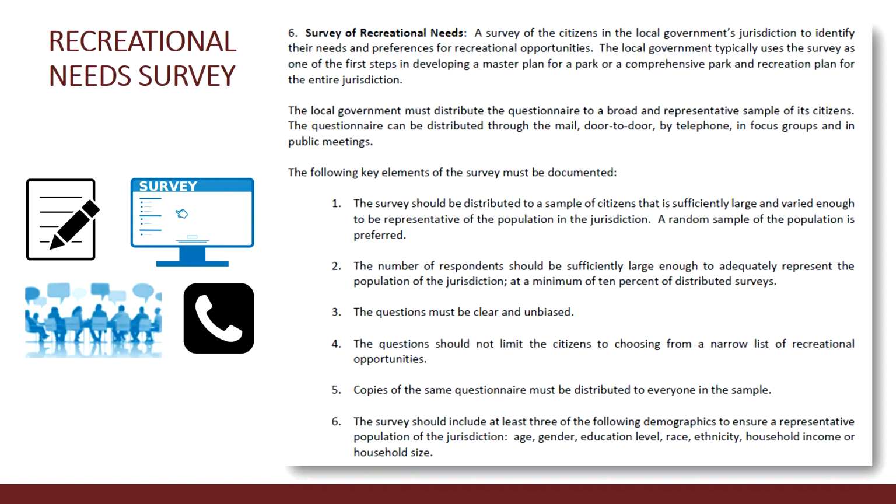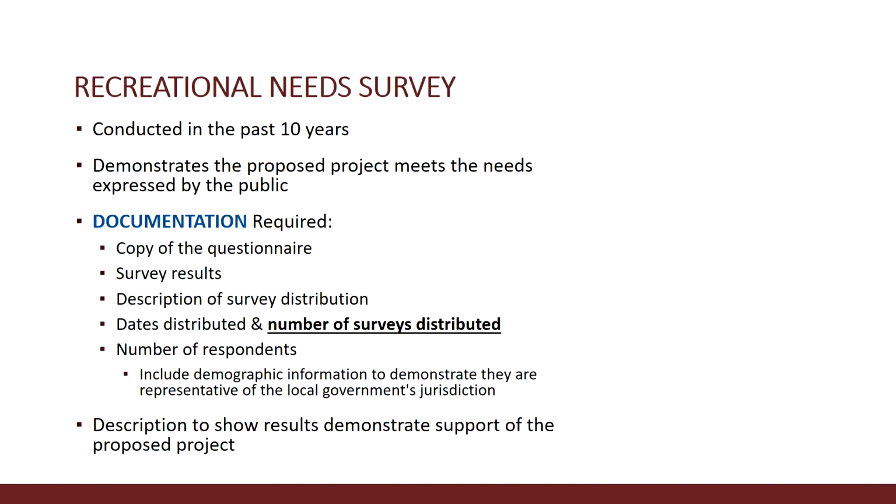And the survey should include at least 3 of the following demographics to ensure representation. So you need to have at least 3. You can have more, but that's part of the survey. So it needs to be conducted in the past 10 years, demonstrates the proposed project meets the needs expressed by the public. You have to submit a copy of the questionnaire, the actual survey, the results of the survey, description of how it was distributed, how did people know about it, how did they complete it, the dates distributed, and the number of surveys. This item right here is missed by a lot of people.